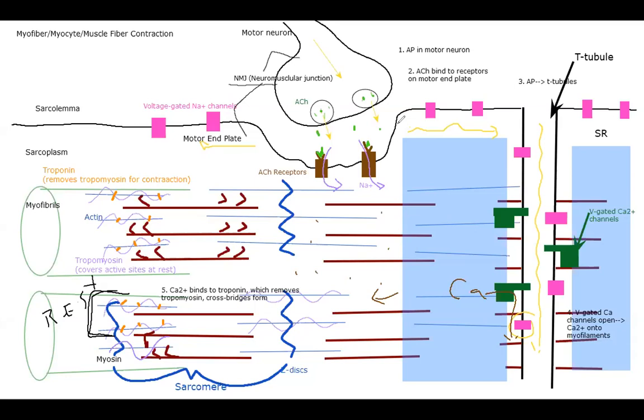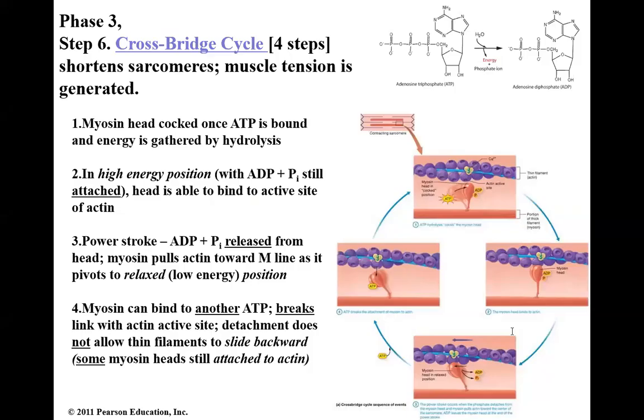So once the cross bridges are formed, then you're going to get into step number 6, and there's no way I'll be able to draw the cross bridge cycle on this diagram, but you could probably draw it by hand if you were so inclined. But let's just take a look at it on the PowerPoint for now. So the cross bridge cycle, as the video showed you, takes place in 4 steps.